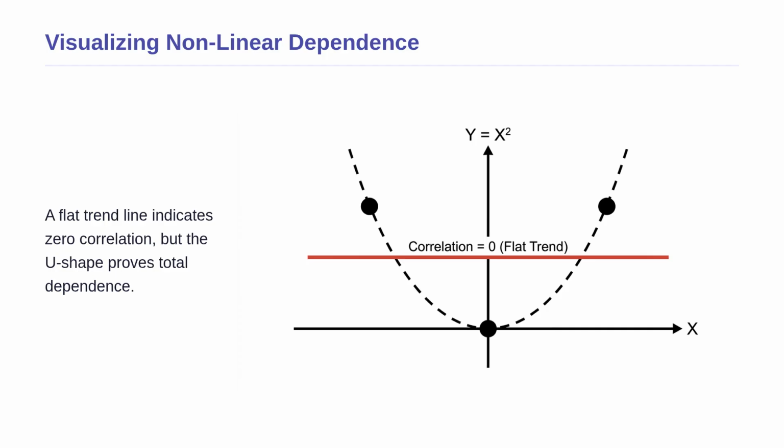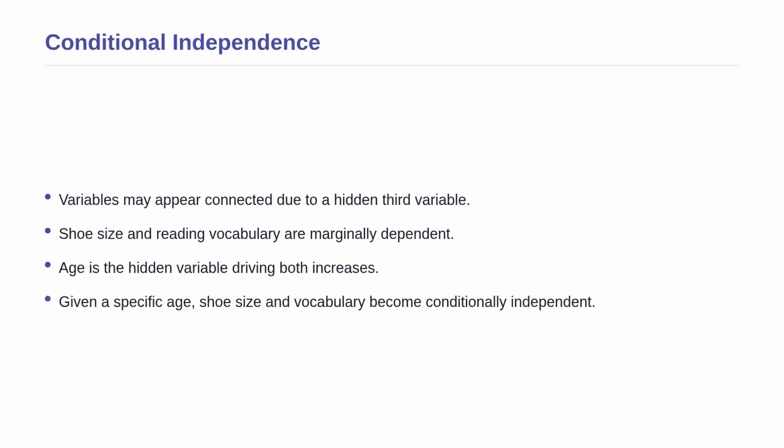Looking at this graph, we have plotted the data points for our variables x and y. You can clearly see that the points form a perfect U-shaped curve, which visually proves that y is entirely dependent on x. However, the red line drawn through the center is the line of best fit. It is completely flat. A flat line indicates zero linear correlation. This visual perfectly captures why independence is a much stricter requirement than simply being uncorrelated. A strong non-linear relationship can easily hide behind a zero correlation score.